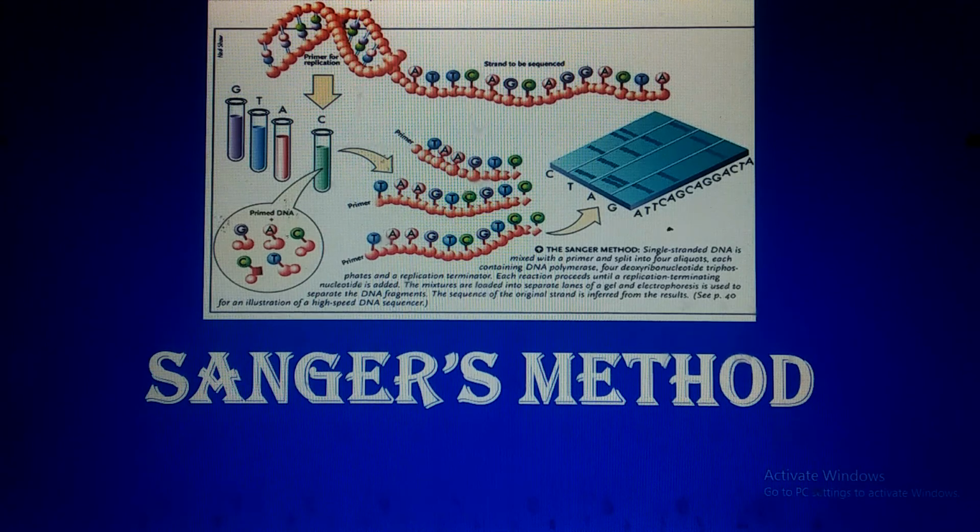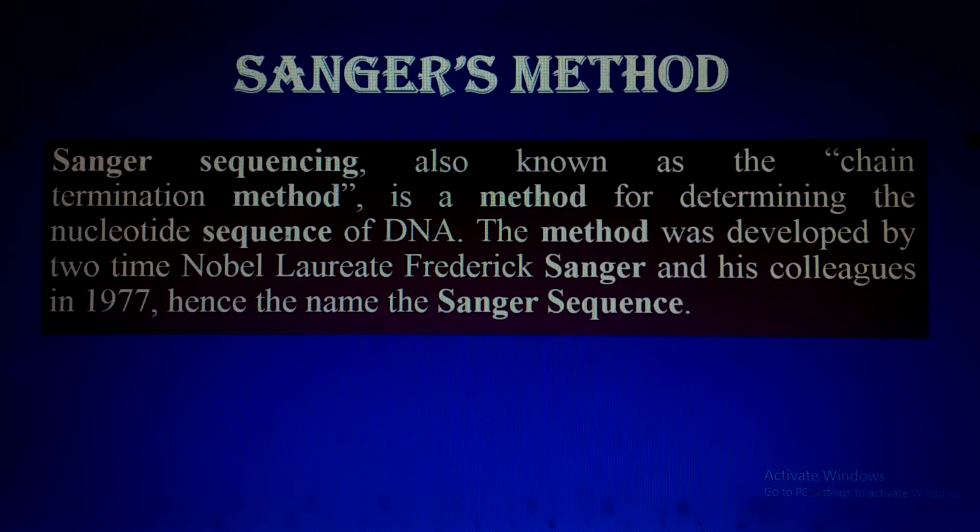So before discussing the Sanger method in detail, I will discuss something related to the history of the Sanger method and the basic concepts about DNA, replication and PCR. So what is the Sanger method? Sanger sequencing is also known as the chain termination method. Why is it called the chain termination method? I will show you and explain. It is a method for determining the nucleotide sequence of DNA.